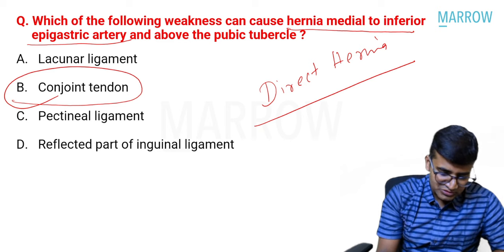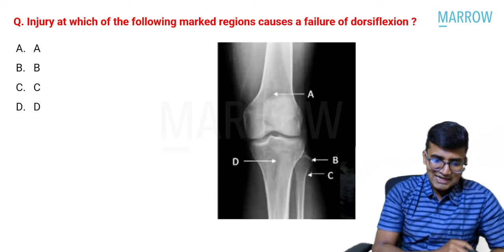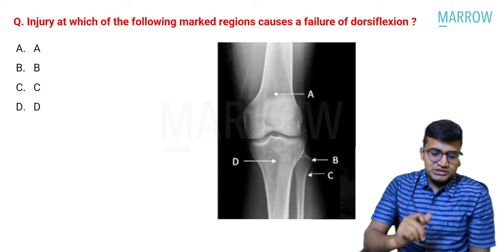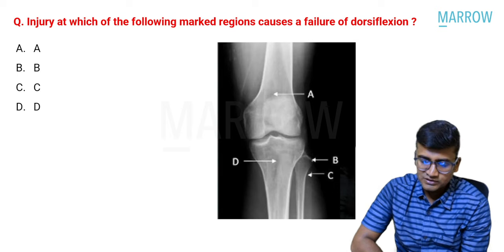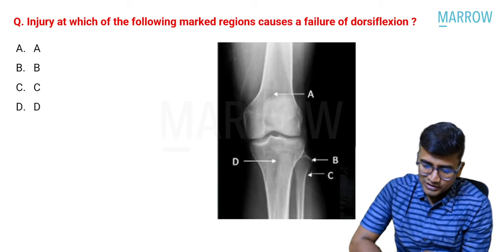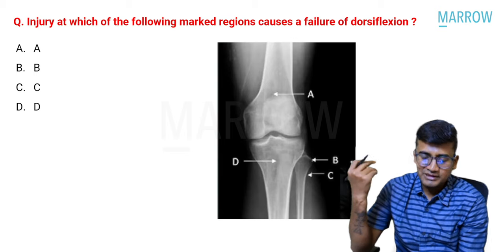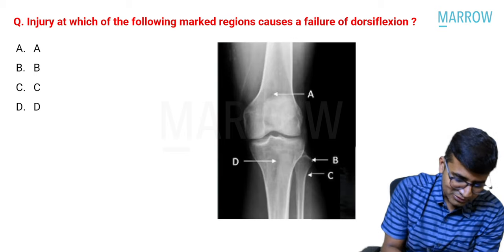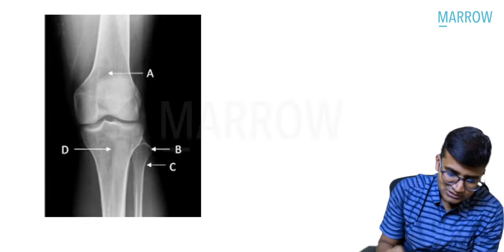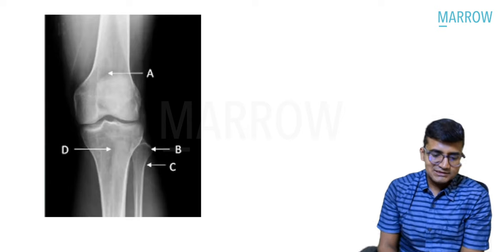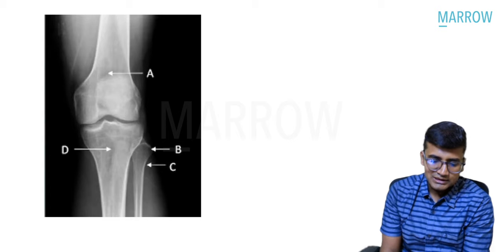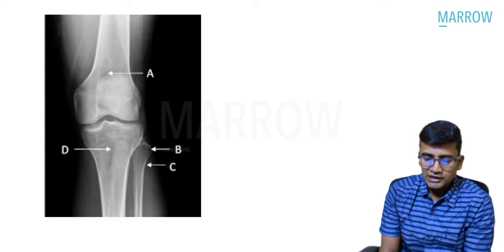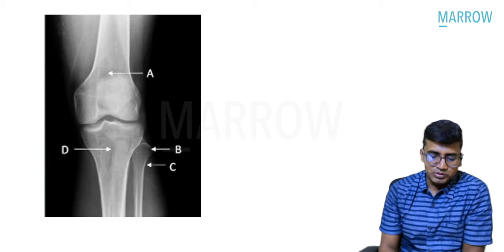Now, come to the one last question. Injury at which of the following marked regions causes failure of dorsiflexion? An X-ray image is given and different points of femur, tibia and fibula are marked. See the diagram. A is pointing towards the femur, D is over the tibia, and B and C are pointing towards the fibula.